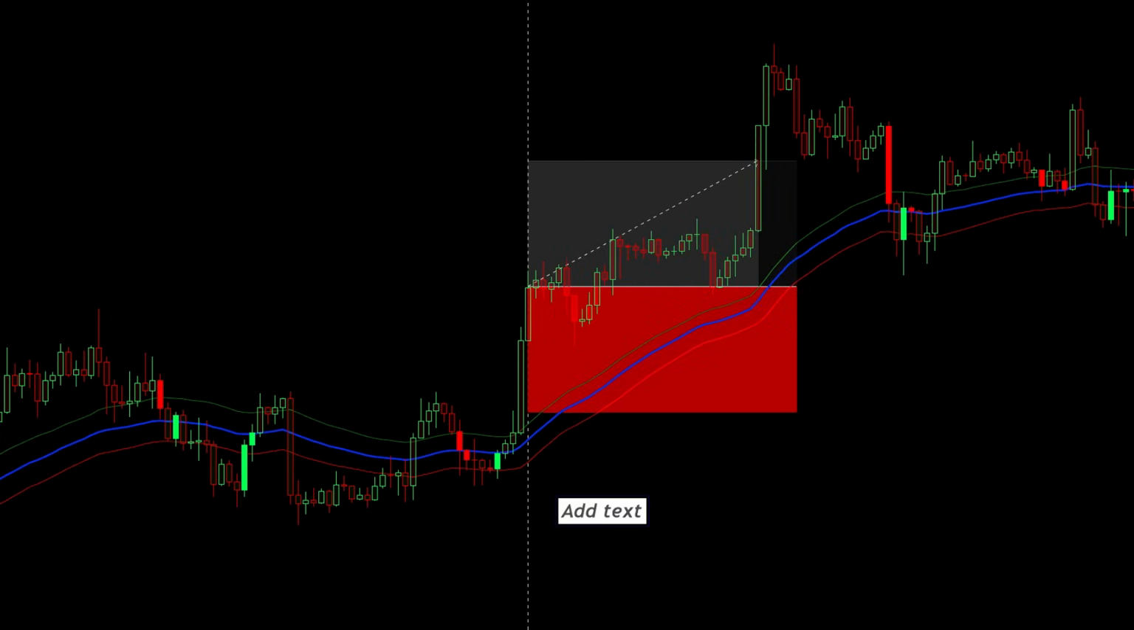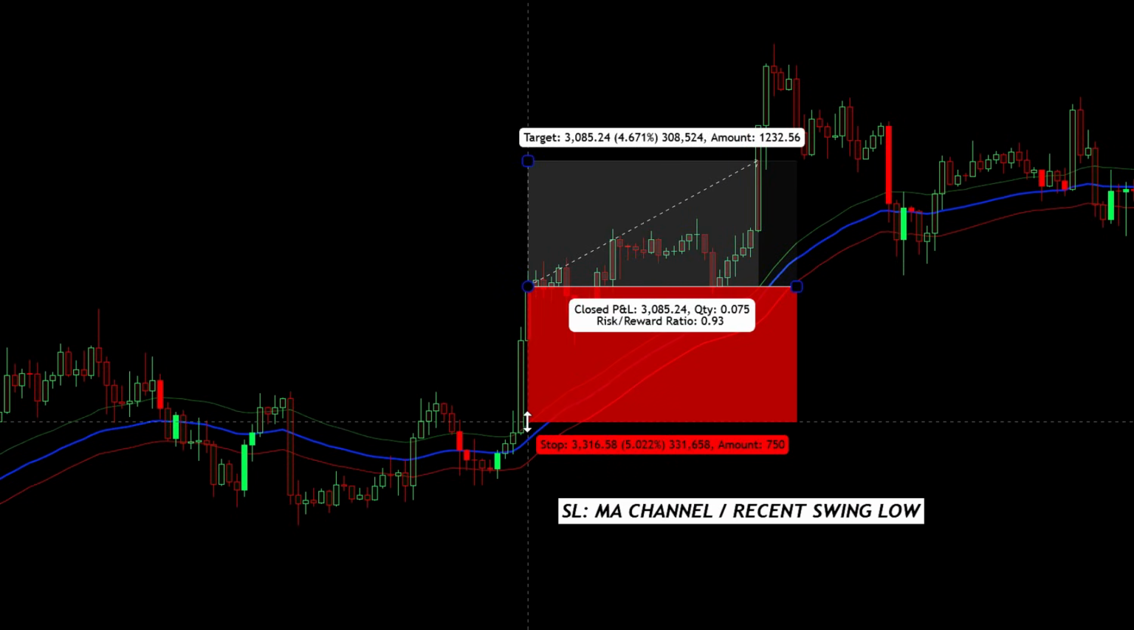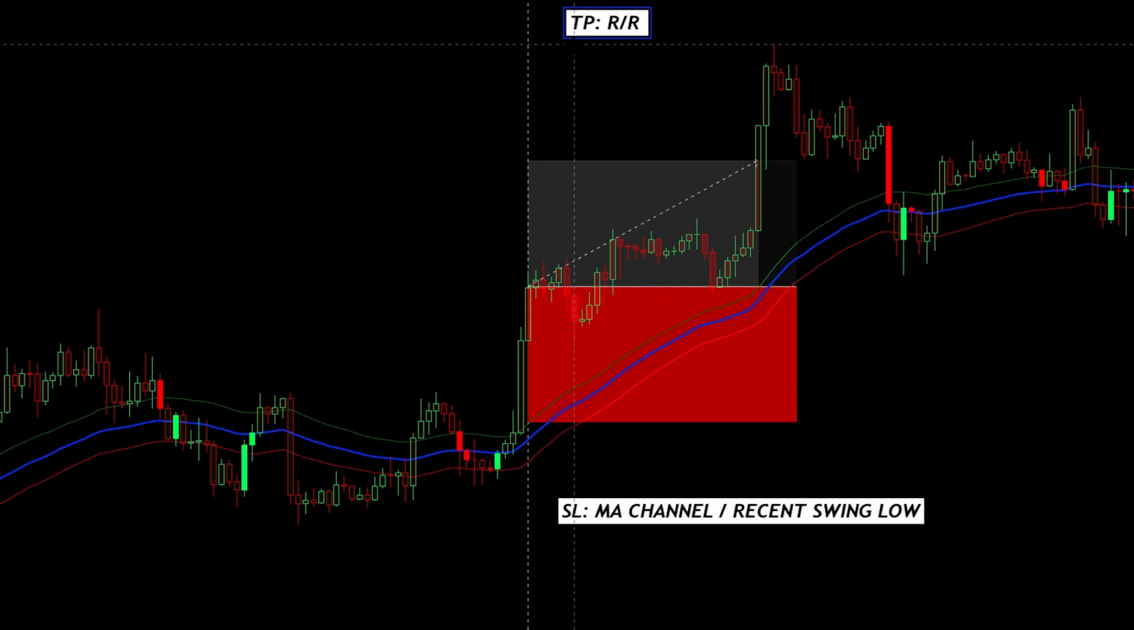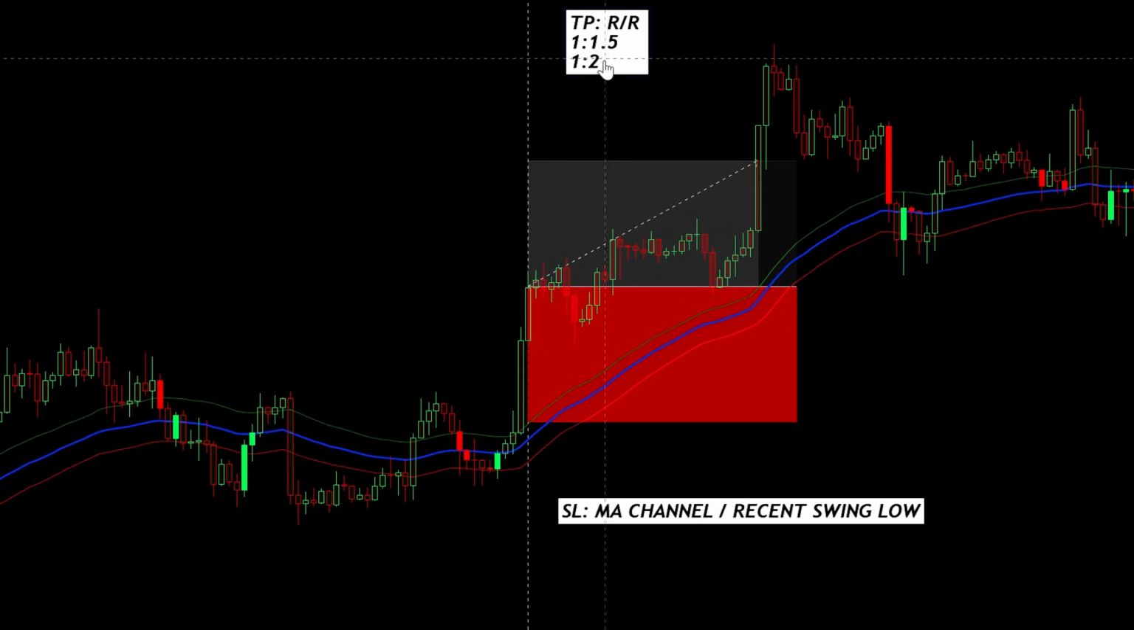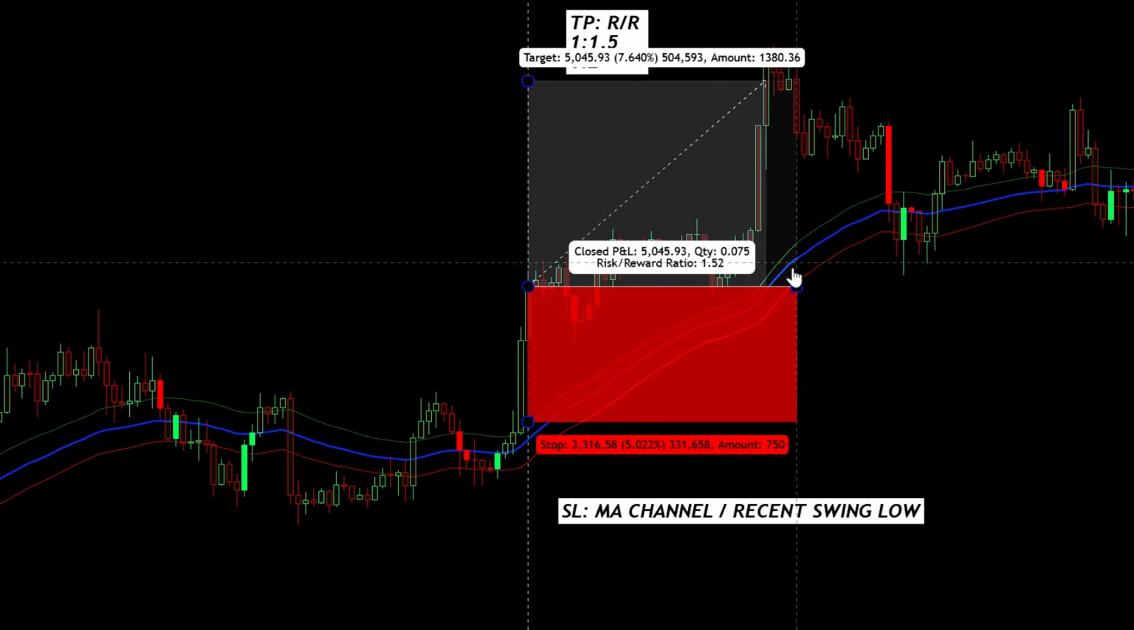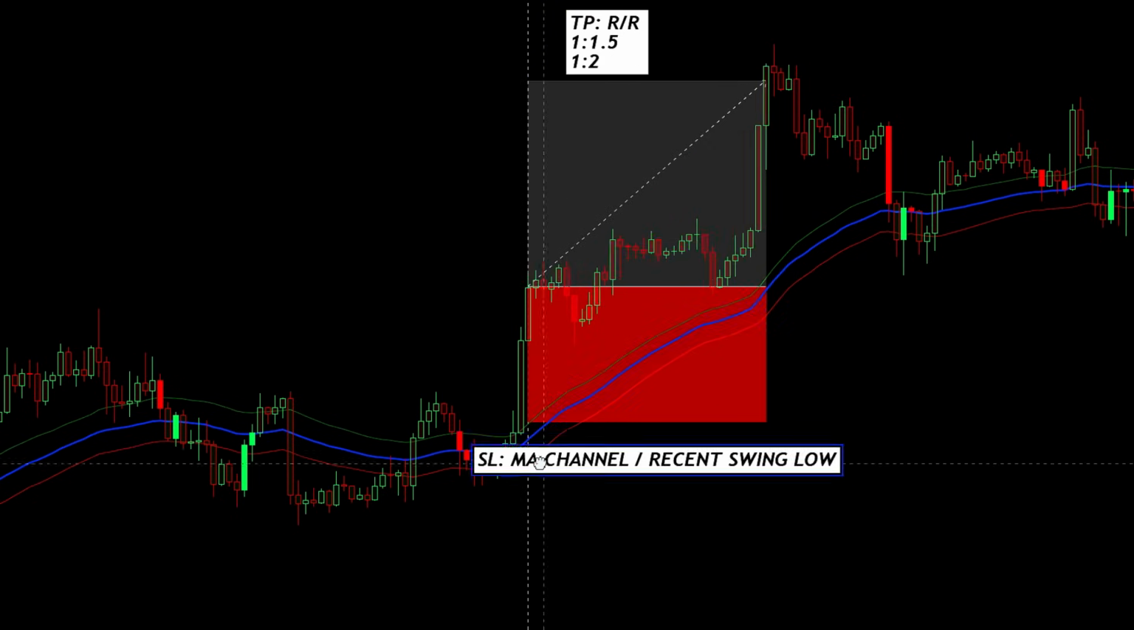And now for risk management, set your stop loss just beneath the recent swing low or use the lower MA channel line for a dynamic stop. And always target a minimum risk to reward ratio of 1 to 1.5 or ideally 1 to 2. Let's look at a short trade.